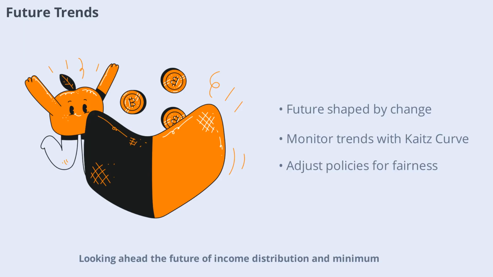Looking ahead, the future of income distribution and minimum wage policy will be shaped by ongoing economic, technological, and social changes. Policymakers must remain flexible and responsive, using tools like the Kaitz curve to monitor trends and adjust policies as needed. By staying informed, we can ensure that wage policies continue to promote fairness and economic opportunity.